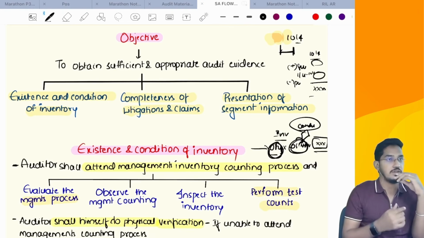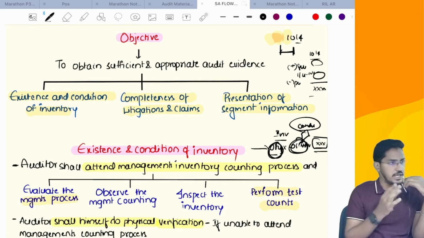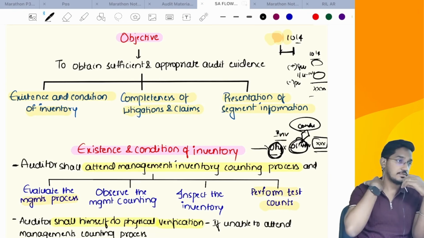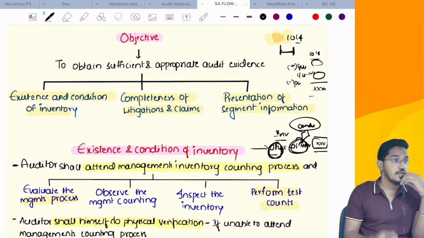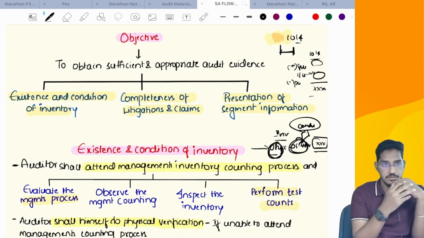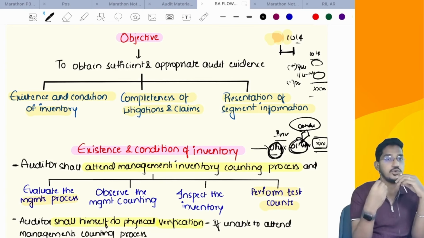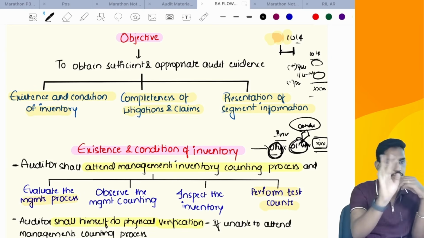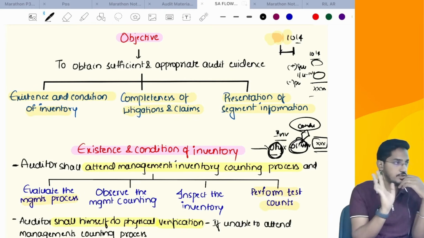Next. Sometimes what will happen is management will do physical verification. They have even invited you, but you are unable to go and attend that inventory counting. Then what should you do? If you are unable to go on the date of inventory verification done by the management, then on some alternative date, you plan the inventory verification with your team. But when you go there, no need to do 100% verification. On a sampling basis, you do the counting. That's what you should do.